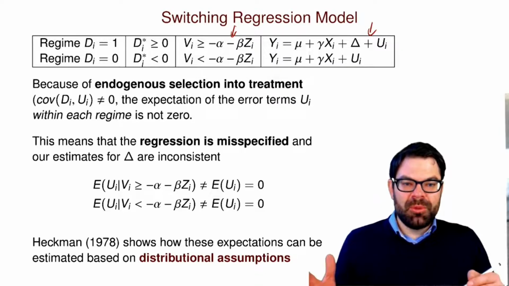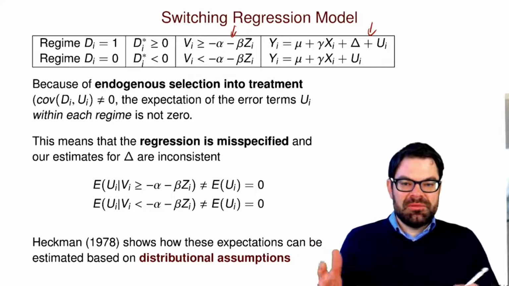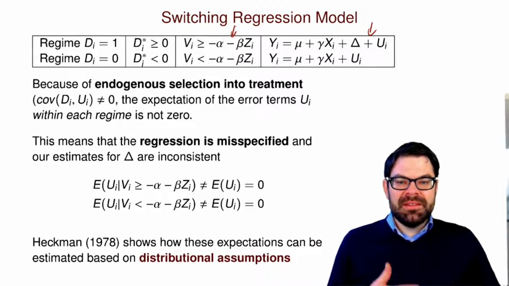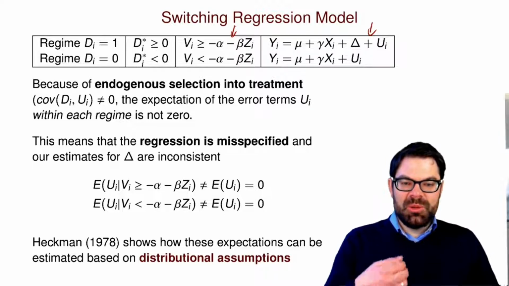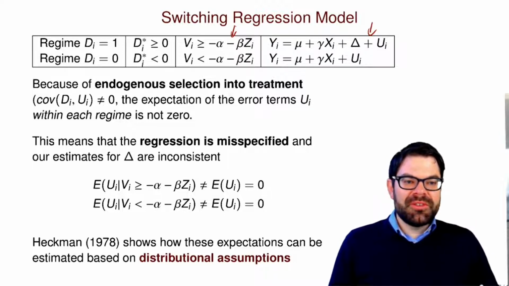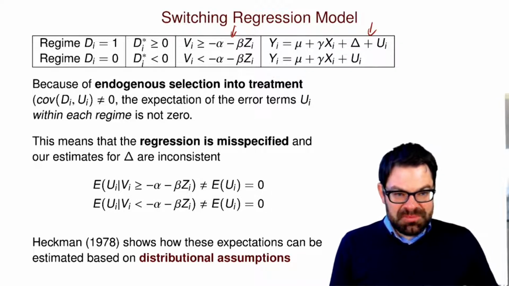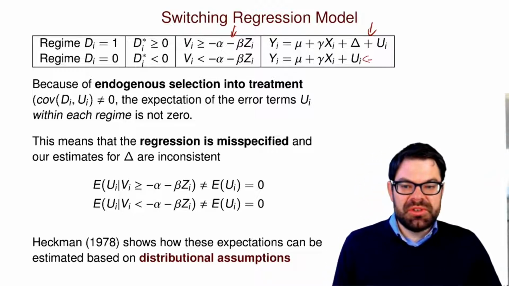And then the same for regime 2, or let's call it regime 0 rather. Same thing, they did not choose the treatment because supposedly the gains were lower than the costs, and so then their outcome is everything else besides the treatment. But note here that obviously the U could also differ between both groups.